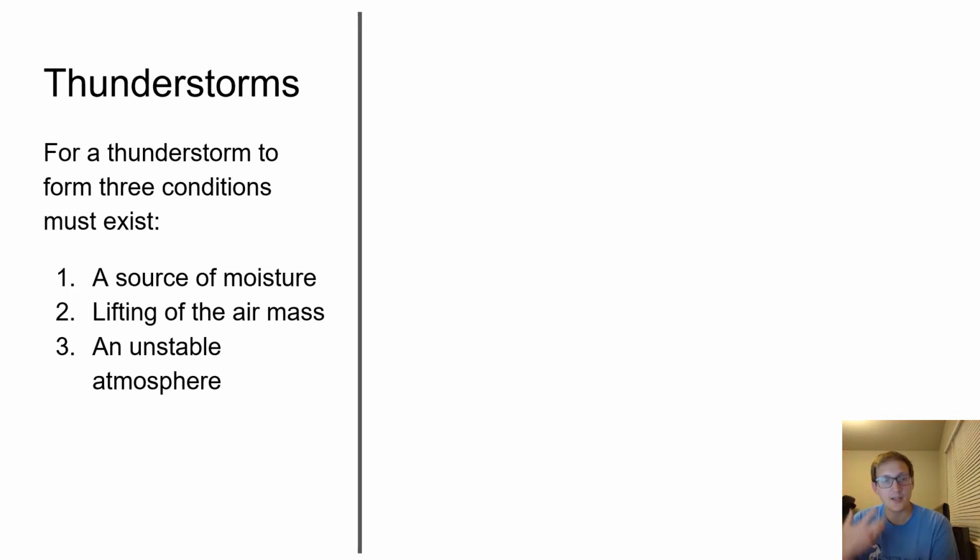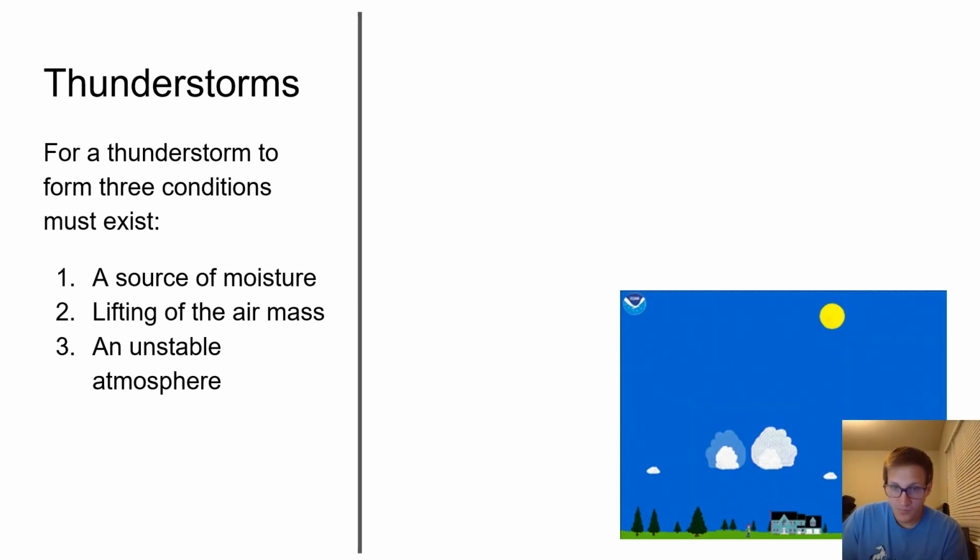Like I said, number one, we need a source of moisture. Number two, we need lifting of the air mass. And number three, an unstable atmosphere.